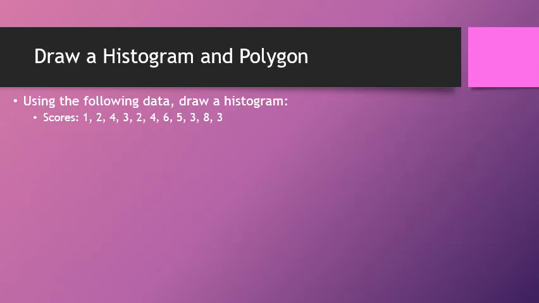So here's your example. I want you to draw a histogram and a polygon. Use these scores. First thing I want you to do is make a frequency distribution chart and then draw the histogram and draw the polygon. Go ahead and pause this video while you do so and then come back and check your work.